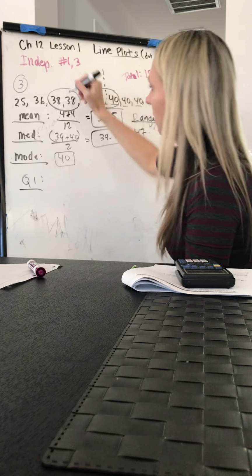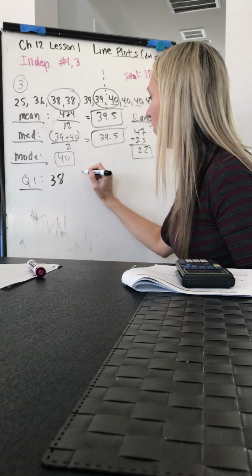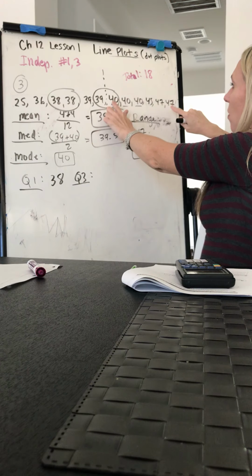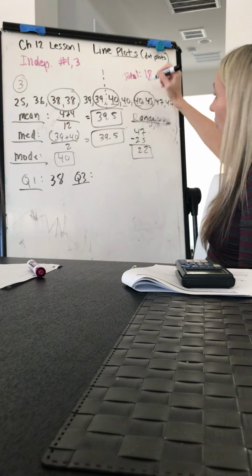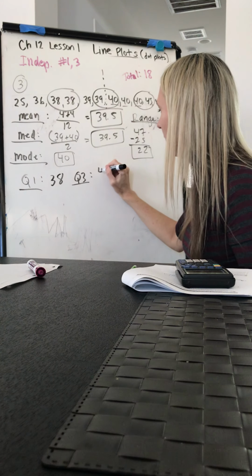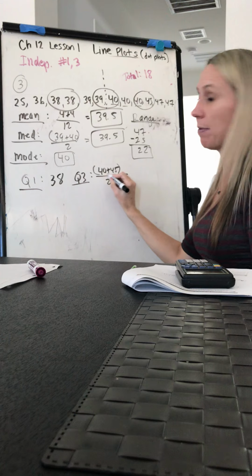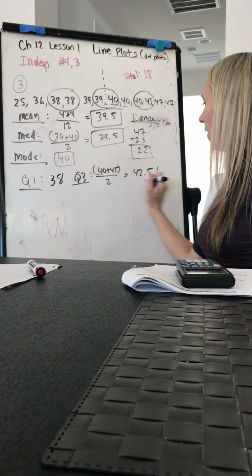So those are a tie. It's in between 38 and 38, so we just get 38 for quartile 1. And then quartile 3, we're going to do the same. 1, 2, 3, 1, 2, 3. It's in between 40 and 45. So again, you would add those up and divide by 2. But the middle number between 40 and 45 is 42.5.